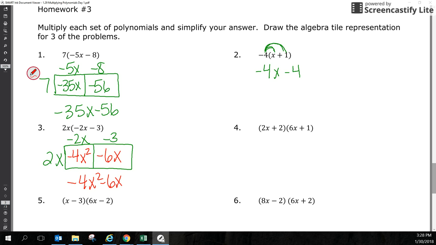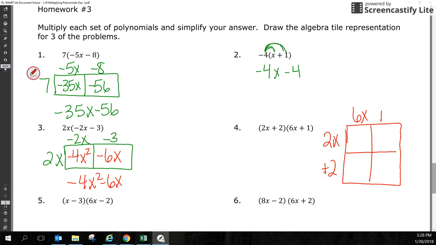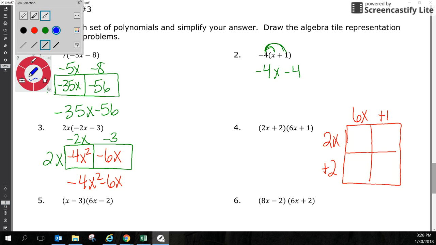For these guys that just have one row, it's pretty easy. We'll start adding some stuff now that we've got 2 binomials. So these are really done best in a box. So you got 2x plus 2, 6x plus 1. All right, so let's go ahead and multiply these guys out.